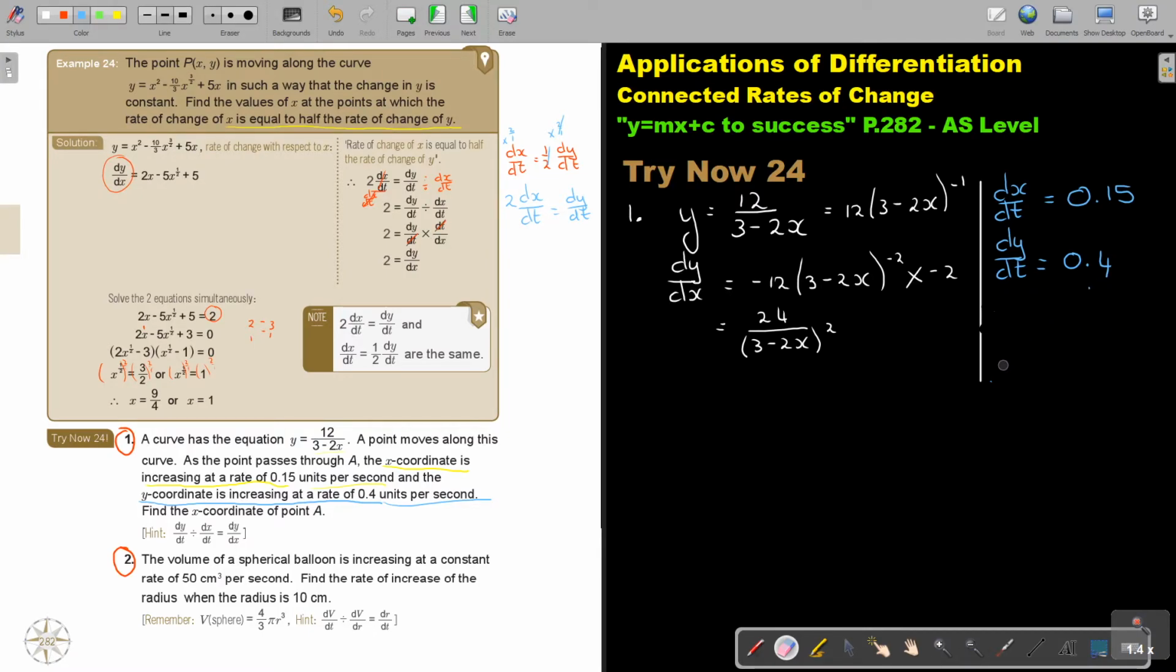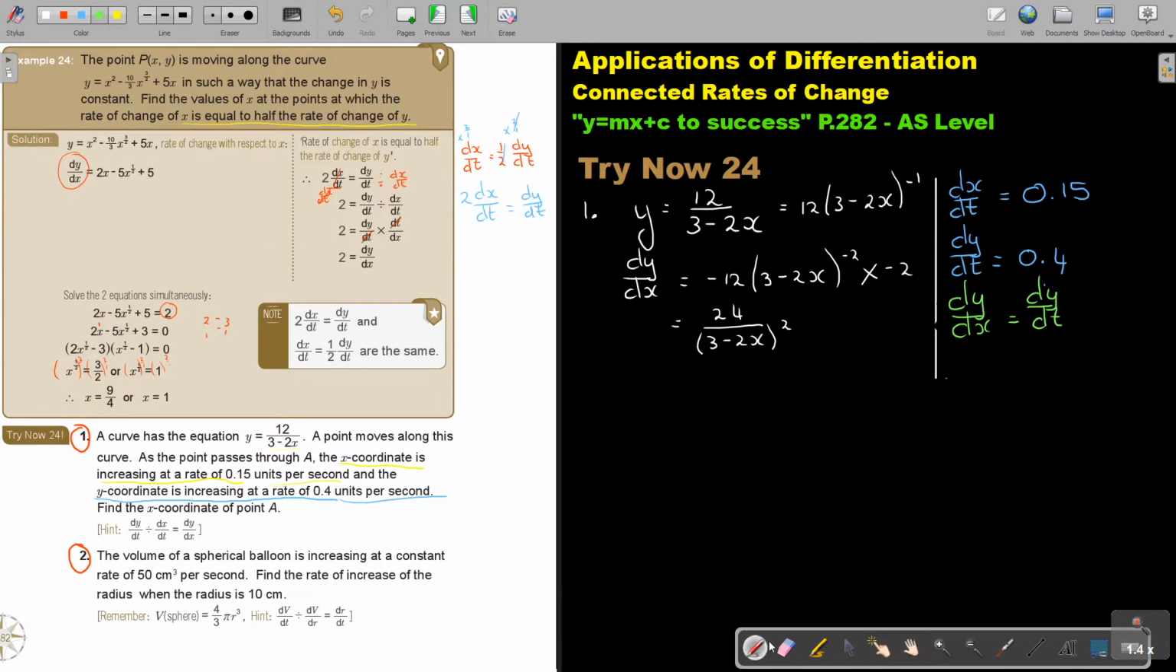Keep to this statement, and then just go and say, if I want to find, I think it's better if you write it, and I'm going to use another color. So if you want to find dy by dx, that's what I want to find, then I'm going to start with this one. It's going to be dy by dt, and I divide by dx over dt, and as soon as I divide, this is going to swap around and cancel, so that I don't get confused. So I'm going to basically say 0.4 divide 0.15.